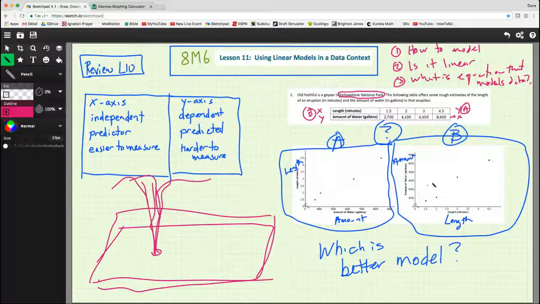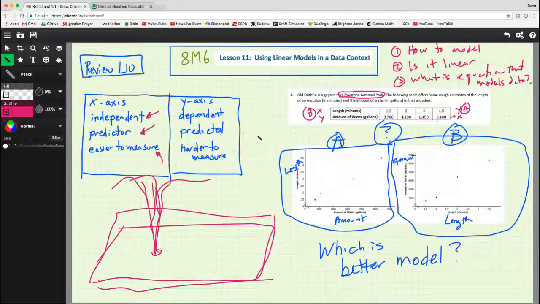And remember back to Lesson 10, what we're asking. We're saying, well, which one, the one that we want to put on the x-axis, is the independent variable. This is the predictor. And another way that you can sometimes think about it is it's the one that's easier to measure. That's kind of the one that I like to think about. What's the easier one to measure?